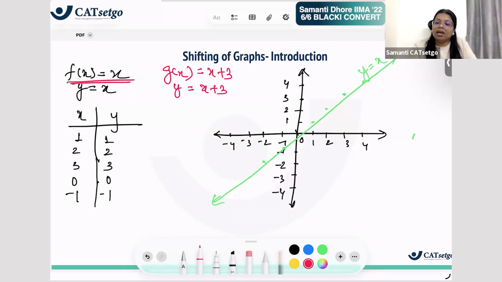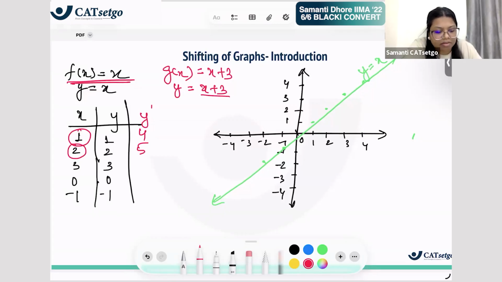So how will I plot it now? If I have to make its graph, it will be made like this. What will be the y's value here? Definitely if x is 1, then y will be 1 plus 3, 4. If x is 2, then y will be 2 plus 3, 5. If x is 3, it is going to be 3 plus 3, 6. For 0, 0 plus 3 comes to 3. -1 plus 3 comes to 2. So these are the values, right? No confusion still here, right?